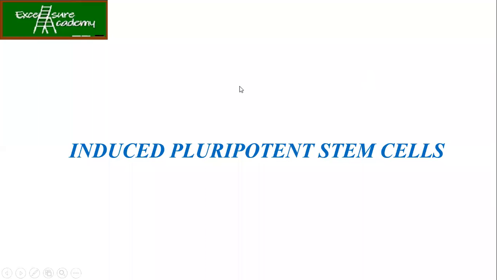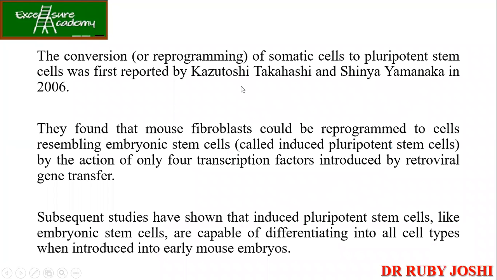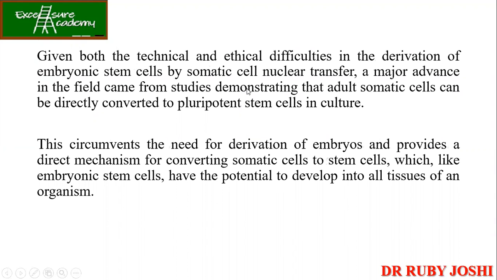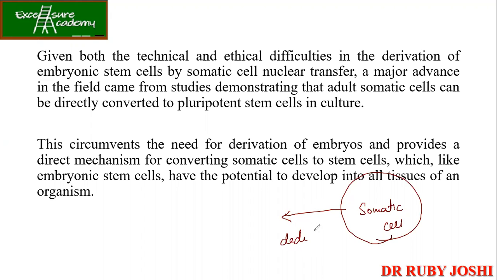So given both the technical and ethical difficulties in the derivation of embryonic stem cells by somatic cell nuclear transfer, a major advance in the field came from the studies demonstrating that adult somatic cells can be directly converted to pluripotent stem cells in culture. So what we are saying over here is that you have got your somatic cell here. Somatic cell means it is already the differentiated cell. Now you're going back, you're inducing them by giving the proper transcription factors or the proteins which are required to convert them. That is, here we are de-differentiating it to become your pluripotent stem cells.